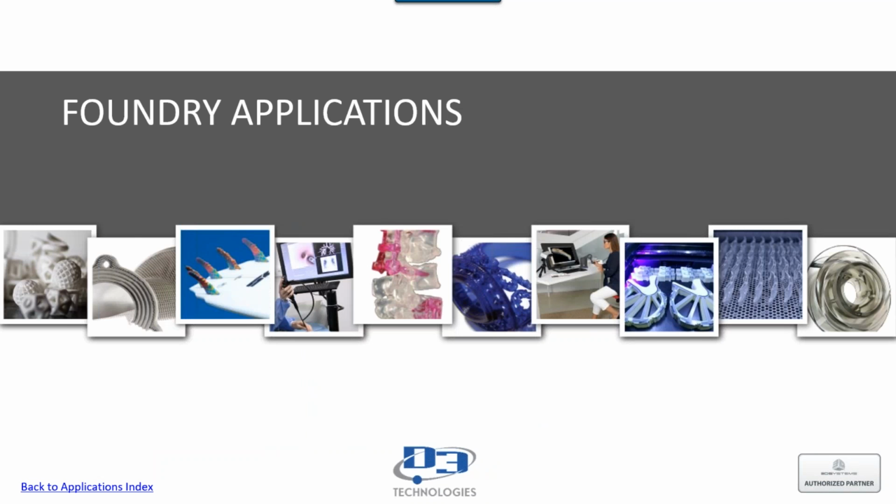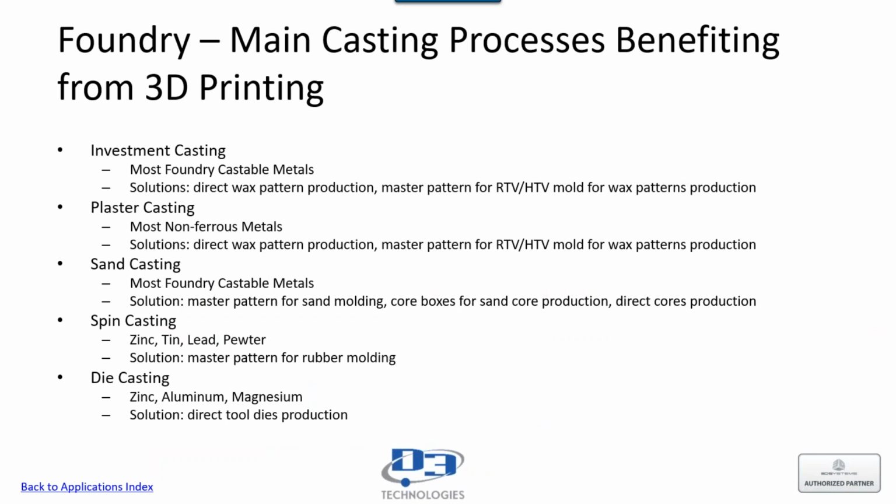So I want to get into a little bit with some foundry applications. Casting processes that really do benefit from 3D printing include investment casting. There are a lot of direct wax patterns that you can get, plaster casting, sand casting, spin casting, and die casting. Again, I don't know if all of these apply to you, but maybe some of these might, so I'm going to talk about a couple of case studies that make sense in each one of these categories.